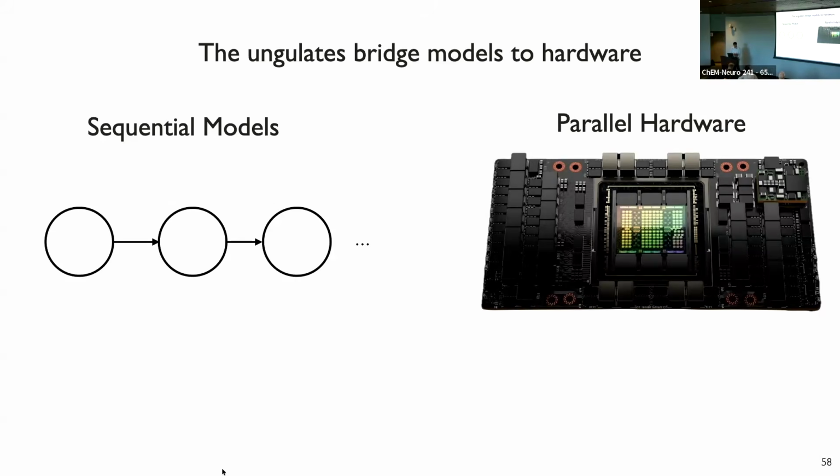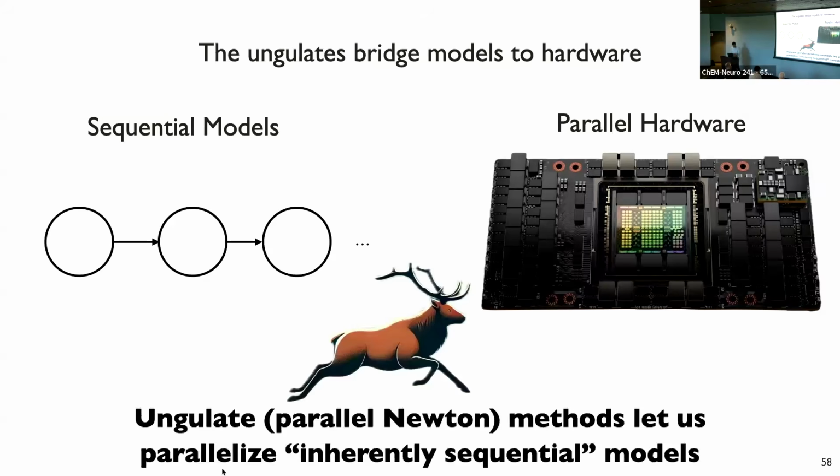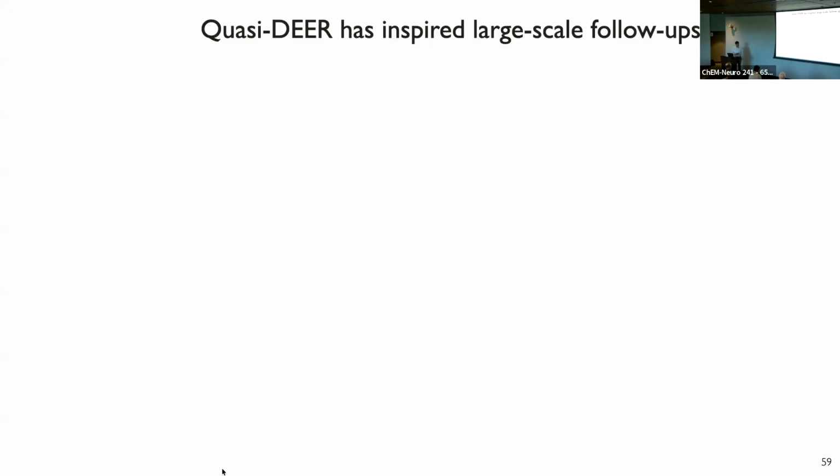However, the fastest and most powerful hardware that exists today are these parallel machines, these GPUs that make NVIDIA the most valuable company in the world. These sequential approaches might seem to be bottlenecks on parallel hardware, which is why they were being deprecated. These ungulate approaches let us parallelize these inherently sequential models. They help us bridge from important classes of models to the best hardware that we currently have. And indeed, this is a wonderful thing to have. And consequently, my work on quasi-Deer has inspired some very large-scale and compelling follow-ups.